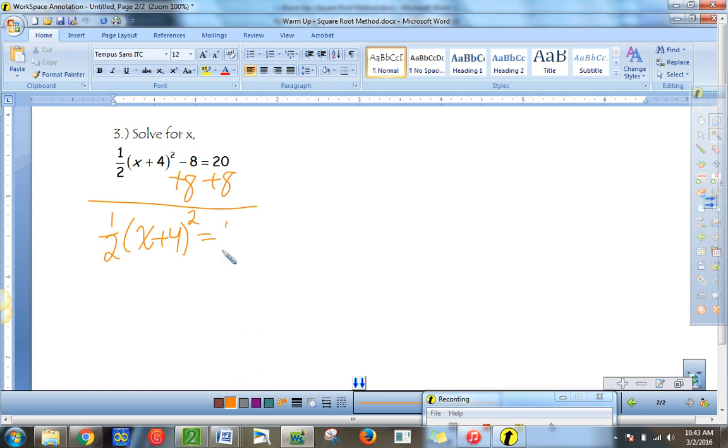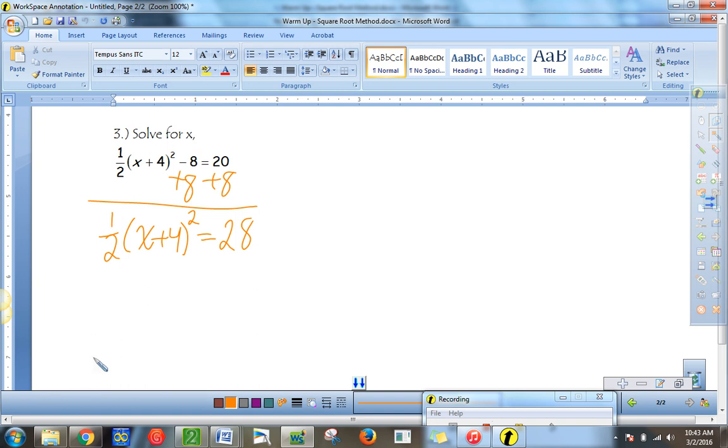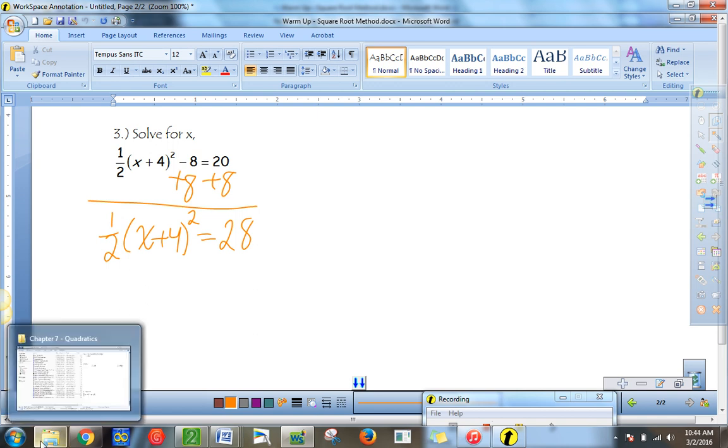When you say quantity, you include the square too. The quantity of x plus 4 squared. Anything else? And then you're going to divide by 1/2. What's dividing by 1/2 the same as? Multiplying by 2. Yeah, because when you divide fractions, don't you flip them? Right? You're fine.